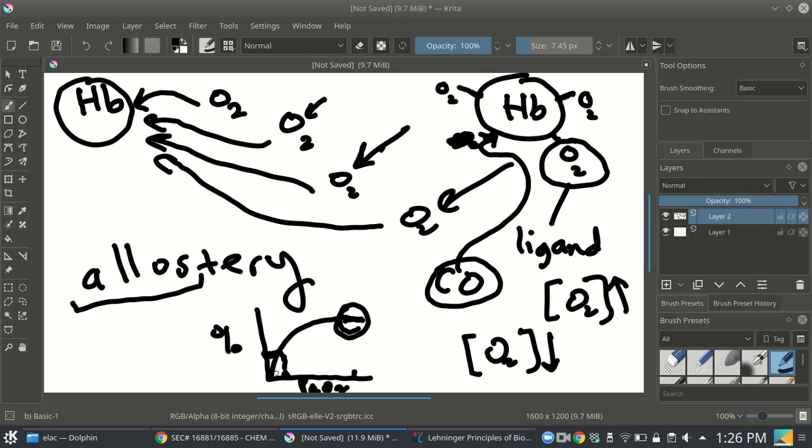And as you increase the amount of oxygen in the solution or in the blood, any increase done at low oxygen levels results in a very large increase in oxygen saturation, in oxygen binding. However, any increase in oxygen when there's already a lot of oxygen results in almost no increase in percent saturation.